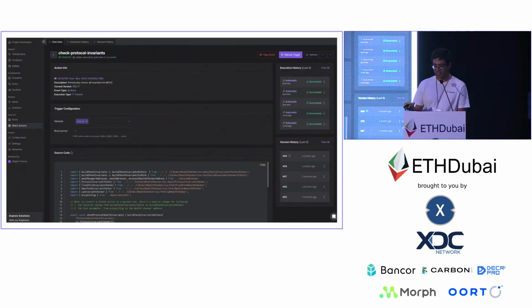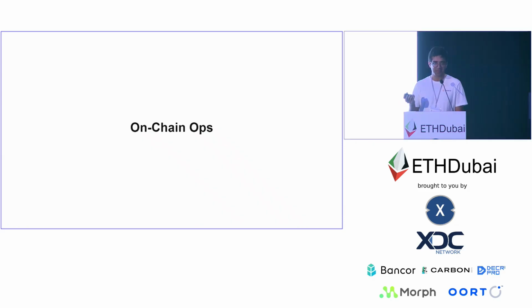Just to show you how we've set this up on Tenderly, you can see this is an example of a Web3 Action. This is actually live in production right now. It's checking our protocol invariants every block, which is super great. And it'll let us know if something's broken. Hopefully not. So yeah, that's my talk on on-chain ops.